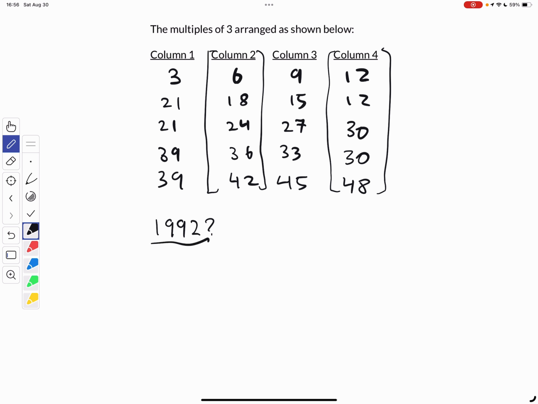Now let's get back. Column 2 and column 4, of course, have even multiples of 3. Therefore, 1992 is in 2 or 4. Now let's see what other patterns we can find. Whoops, this is not erasing, but it's fine. I'll keep it there.